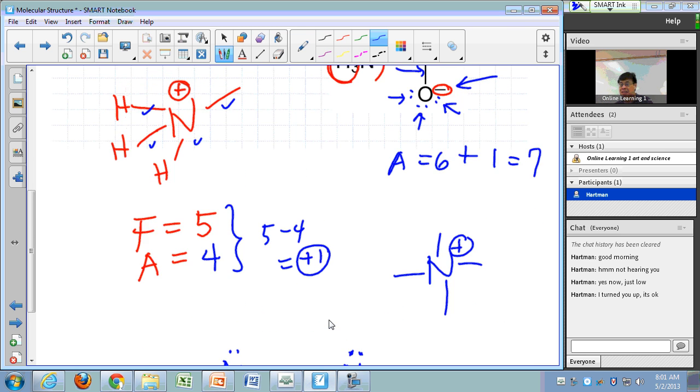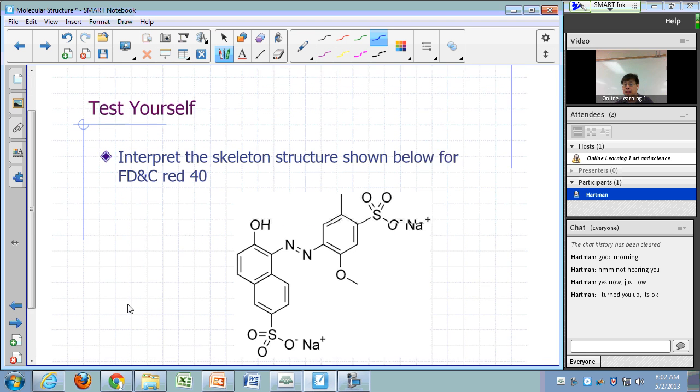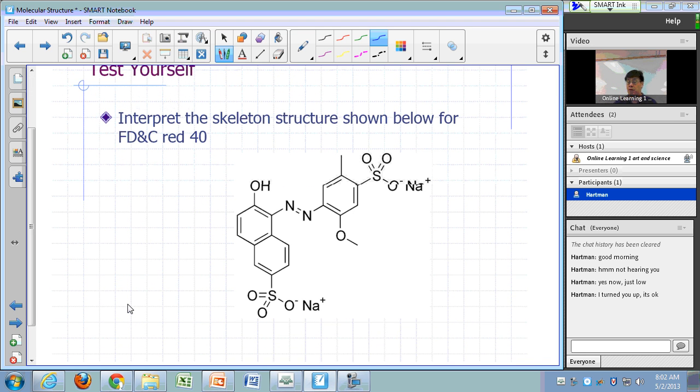So these are the typical ways that nitrogen, oxygen, and carbon will bond. And you'll see a lot of molecules that have carbon, hydrogen, nitrogen, and oxygen. So these are things you really need to be familiar with. Okay? All right. So here's a skeleton structure for something kids like to drink. This is the red dye that they use to color Kool-Aid.